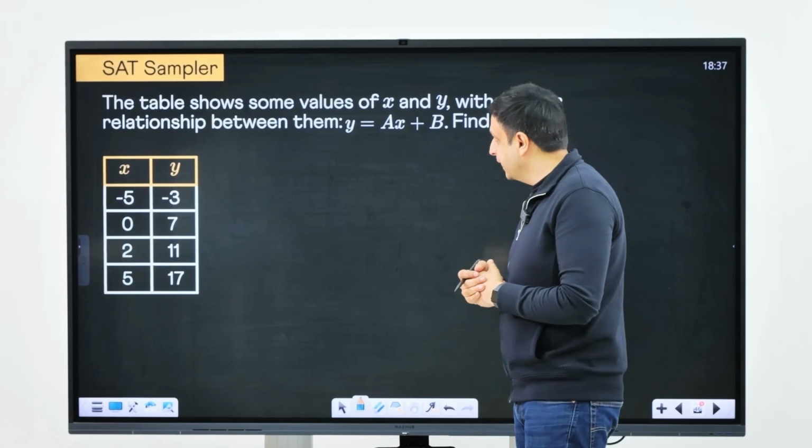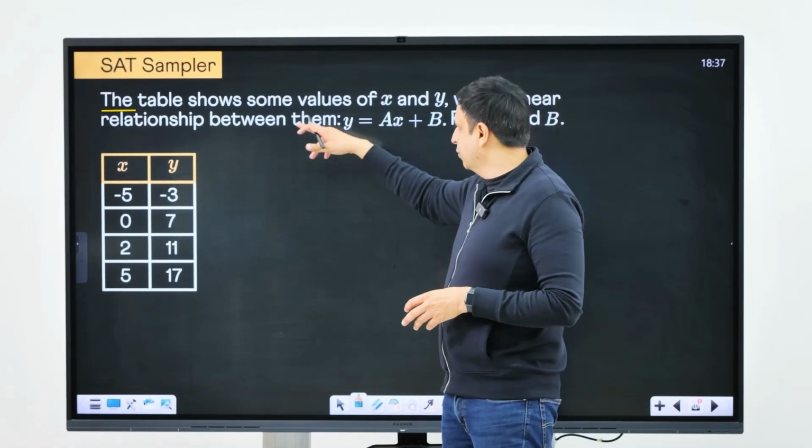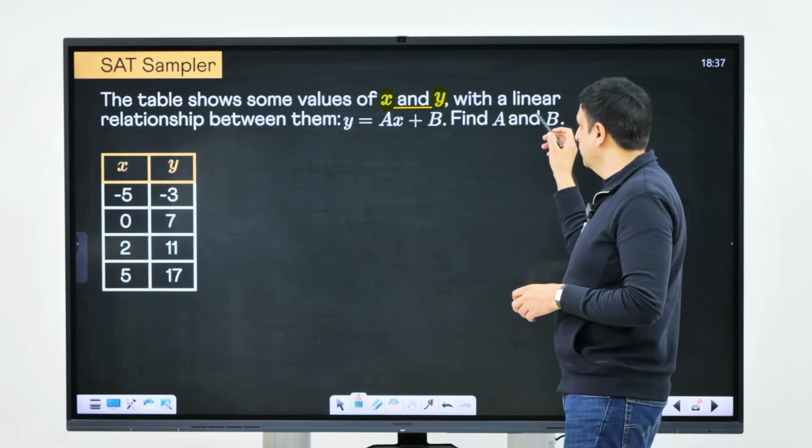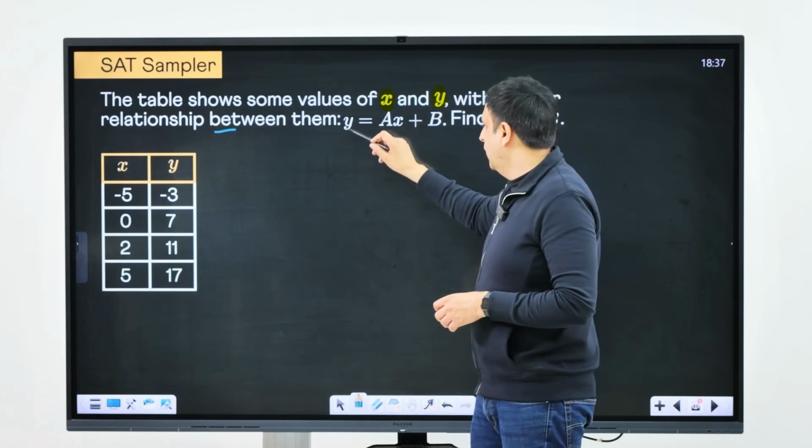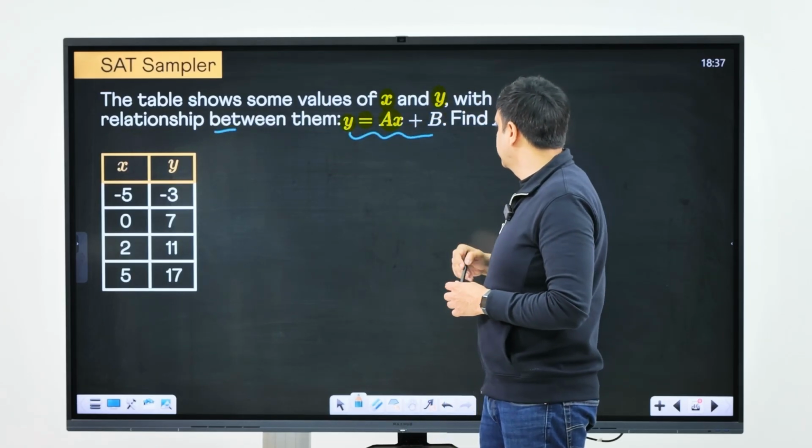Now here's our next SAT sampler. The table shows some values of x and y with a linear relationship between them given by y equal to ax plus b.